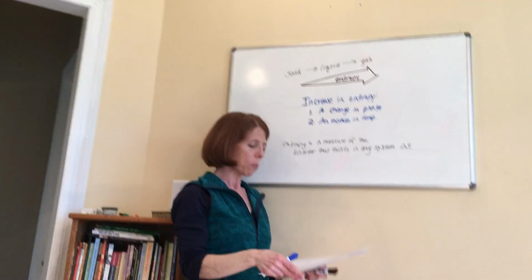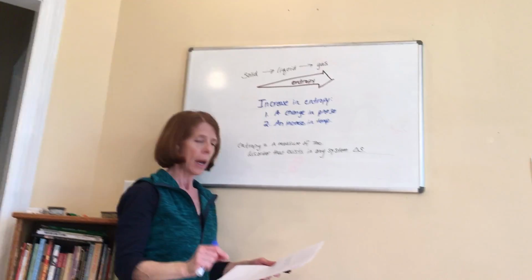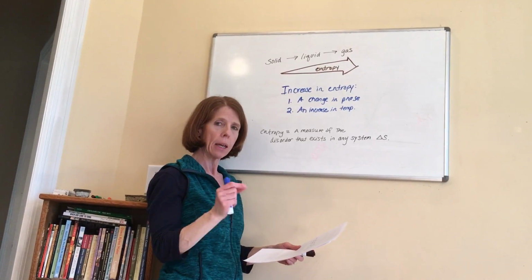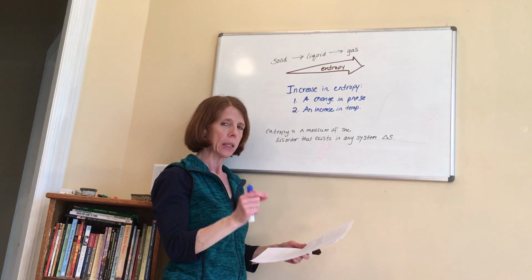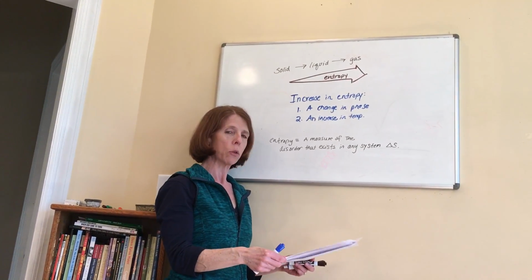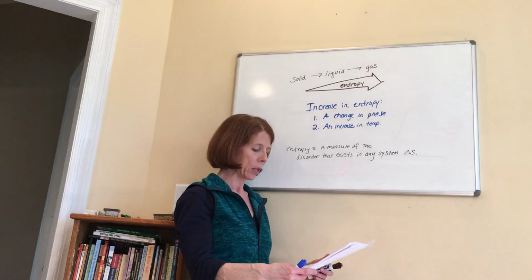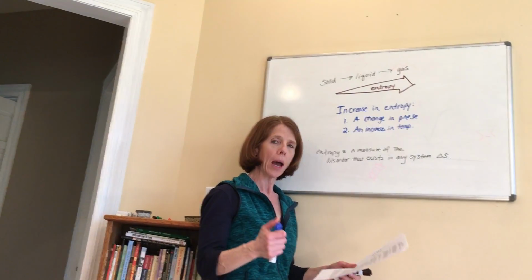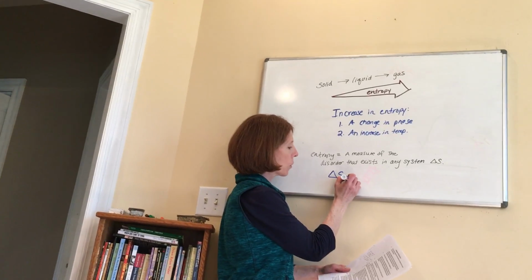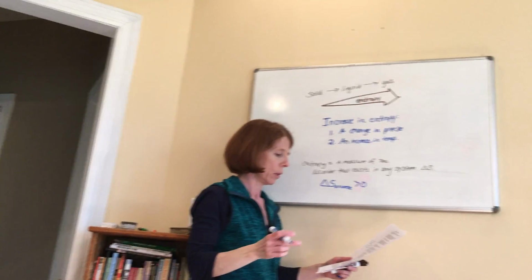Now, the second law of thermodynamics tells us that the entropy of the universe has to always stay the same or increase. It can never decrease. I'm going to say that again. The second law of thermodynamics tells us that the entropy of the universe has to either stay the same or increase. It can never decrease. Now we write that like this: delta S of the universe is greater than or equal to 0. Okay?